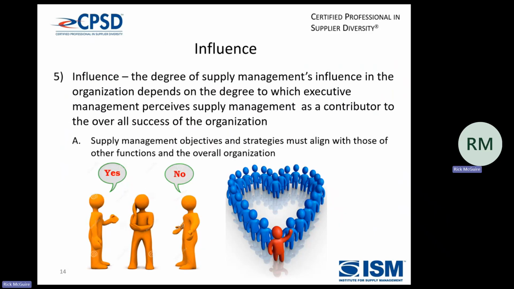Influence. So the degree of supply management's influence in the organization depends on the degree to which executive management perceives supply management as a contributor to the overall success of the organization. Supply management objectives and strategies have got to align with those of other functions in the overall organization. Otherwise, the executives are not going to be very happy with you.